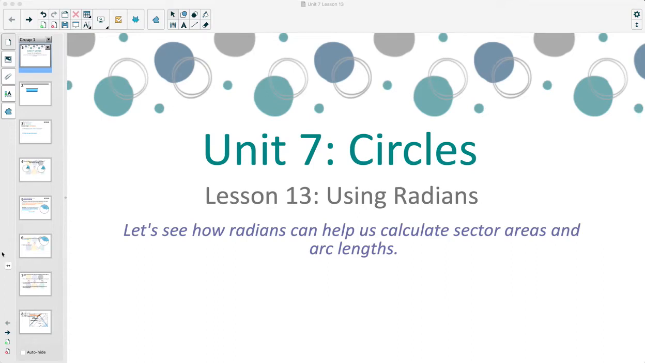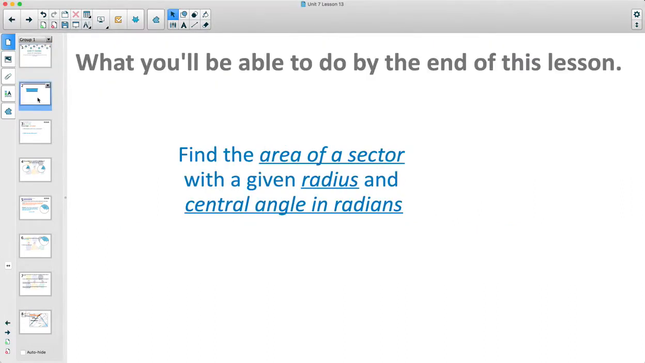In this video, we are going to look at Unit 7, Lesson 13, which is using radians. By the end of this lesson, you're going to be able to find the area of a sector with a given radius and its central angle given to you in radians.